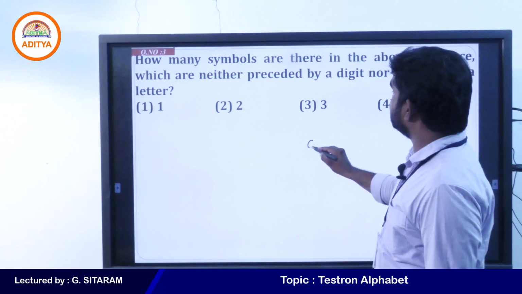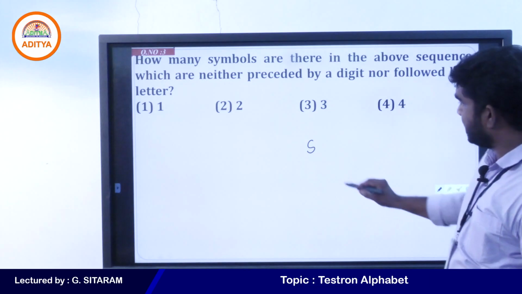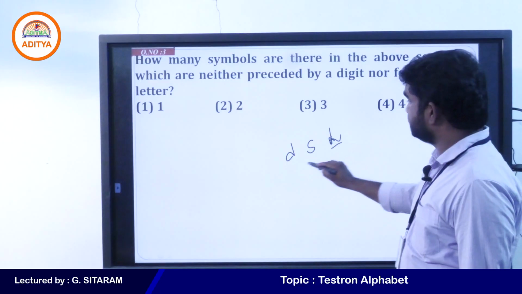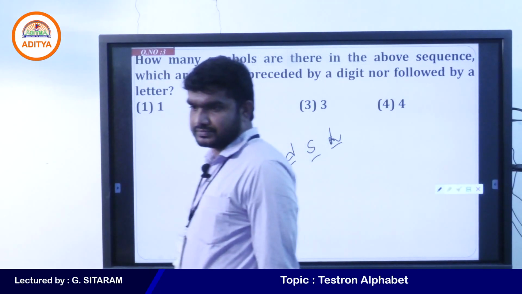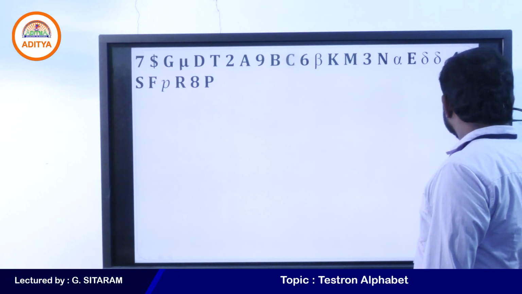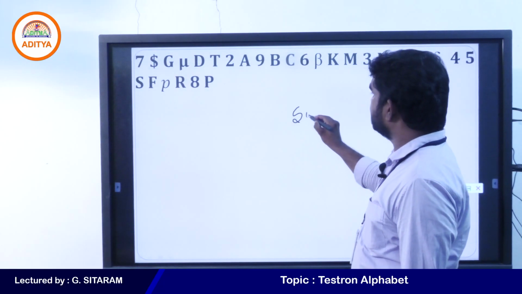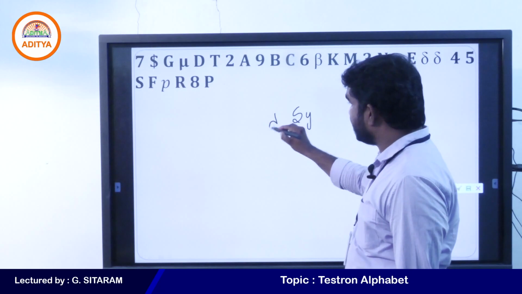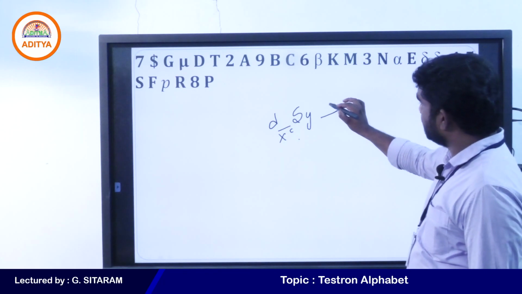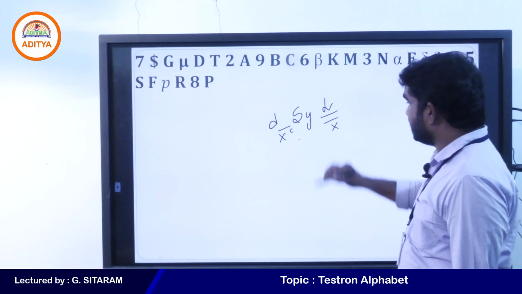How many symbols are there in the above sequence which are neither preceded by a digit nor followed by a letter? Give your answers. How many such symbols are there which are neither preceded by a digit, you can't take a digit here, nor followed by a letter? Okay, right?